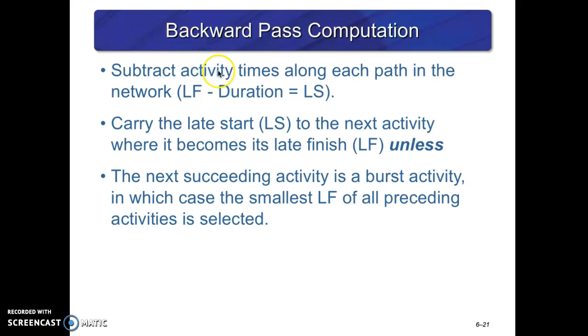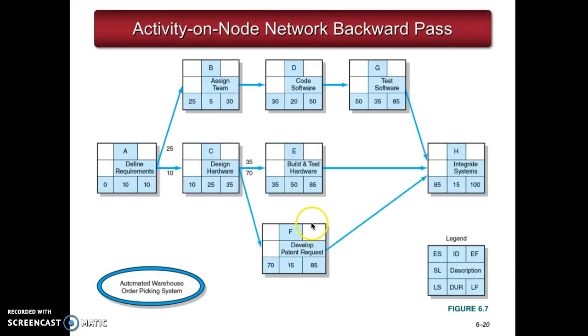So here are the rules: you want to subtract activity time along each path in the network, and carry the late start to the next activity because you're going backward, and that late start becomes the late finish of your preceding activity. If the next succeeding activity is a burst activity, then the smallest late finish of the preceding activity is selected. You're going backward, you look for the smallest numbers. So let's go backwards.